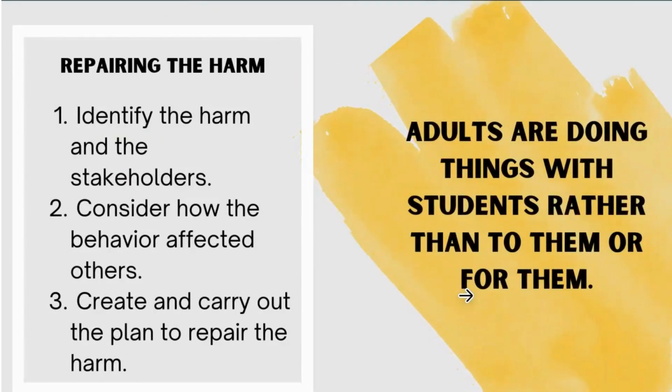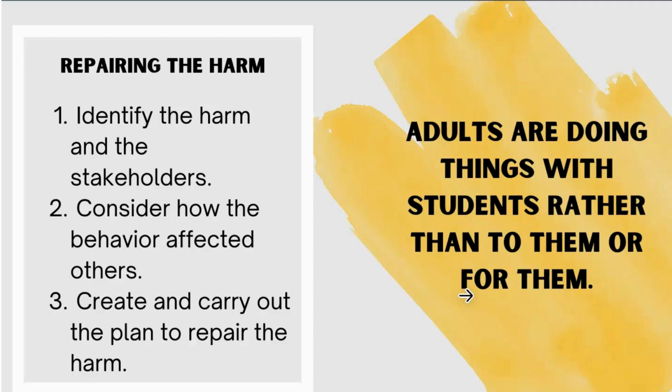So let's talk about repairing the harm. When we're talking about repairing the harm, it's adults doing things with students to help fix the issues that we know are theirs. It's not for the adults to own, it's really for the kids to own, rather than adults doing things to them. So there's a few steps.